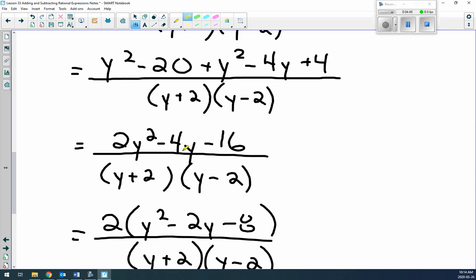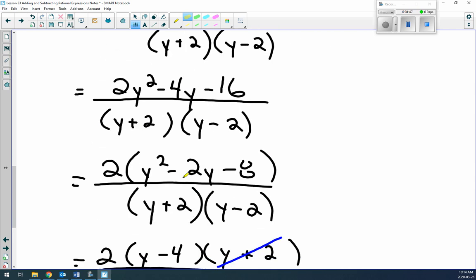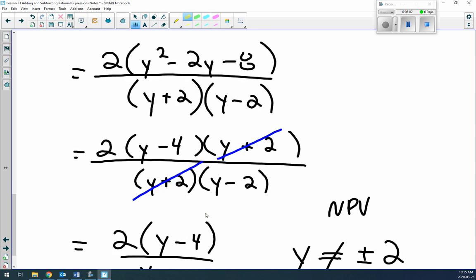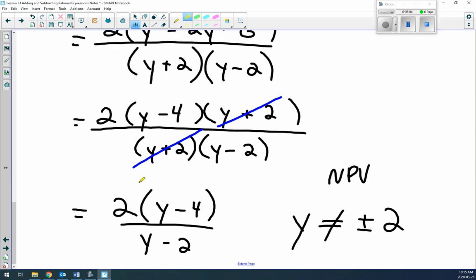So here, we can take out a 2. Pull out a 2. We end up with y squared minus 2y minus 8. Oh, look, we have a trinomial. Let's try to factor it. So we go down here, and this factors into y minus 4 and y plus 2. Now, look, since these are all multiplied together, we can actually reduce. So we can take the y plus 2's out of there, right? They reduce down to 1, and we end up with 2, y minus 4, over y minus 2.